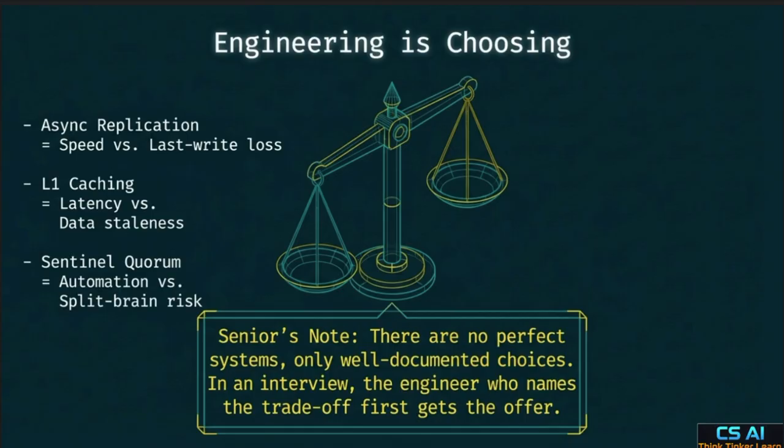Engineering is choosing async replication speed versus potential data loss. L1 caching is latency versus data staleness. Sentinel Quorum is automation versus split brain risk. Remember, there is no perfect system, only well documented choices. In an interview, the engineer who names the trade offs first gets the offer.